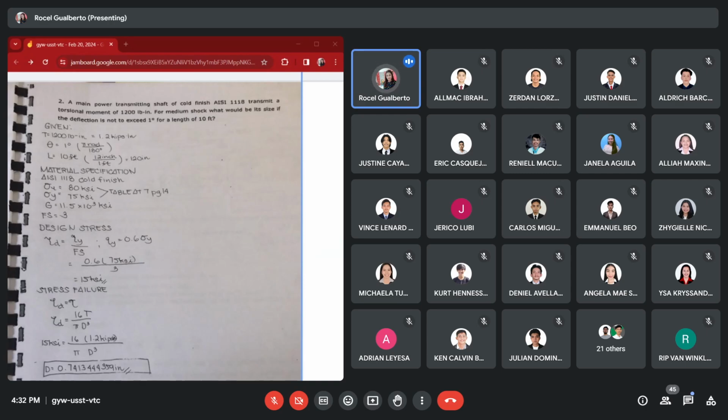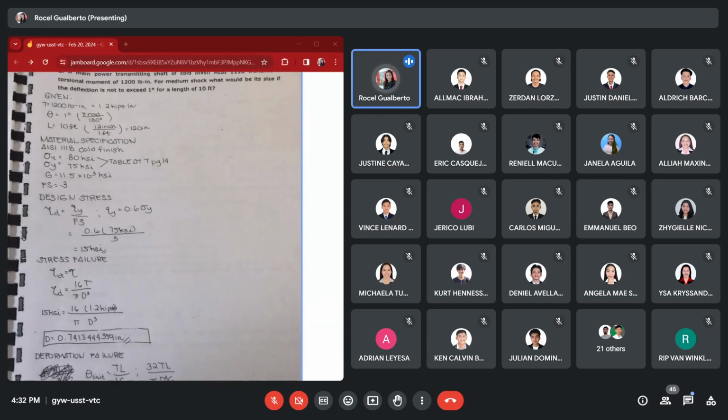Yung tatlong condition. Type of load, that would be the medium shock. Type of material, ductile, and basis of design based on yield. Dapat po nakalagay po iyon before the factor of safety of 3 ay mag-appear dito. And then after F is equal to 3, lagay po sa katabi table 1.1 page 2. So tatandaan po ha.